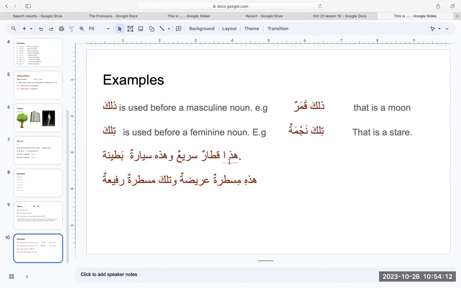So we say هذا قطار سريع وهذه سيارة بطيئة. This is a fast train and this is a slow car. هذه مسطرة عريضة وتلك مسطرة رفيعة. This is a wide ruler and that is a narrow or thin ruler.